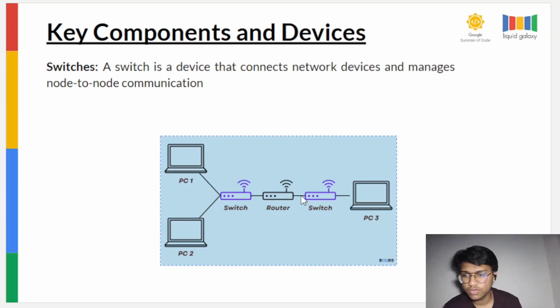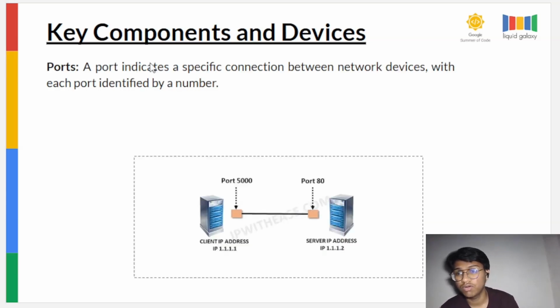Moving to the next one. So next one is port. Port indicates a specific connection between network devices, with each port identified by a number. Like, if an IP address is analogous to a hotel address, so this is an example. If we take that IP address is a hotel address, then ports are the streets or the room numbers.